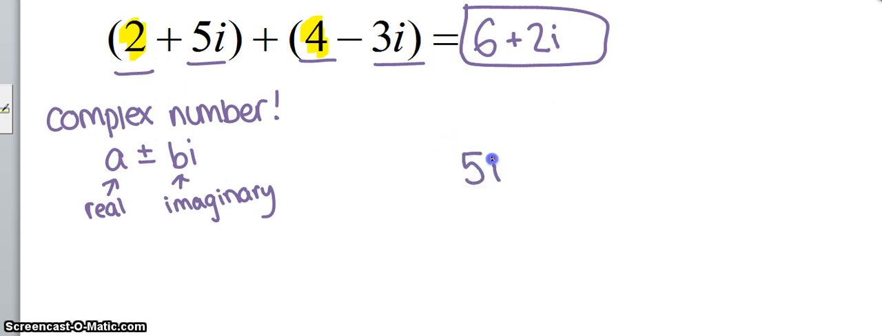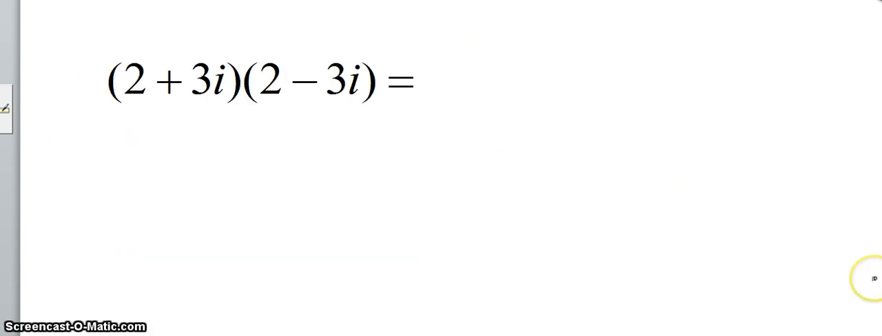So if I just gave you 5i plus 3i, you would tell me you had 8i, and so forth. But keep in mind, you can't add real and imaginary. They're not like terms, like x's and y's. You can't add those. Multiplying them is very similar to multiplying a binomial.